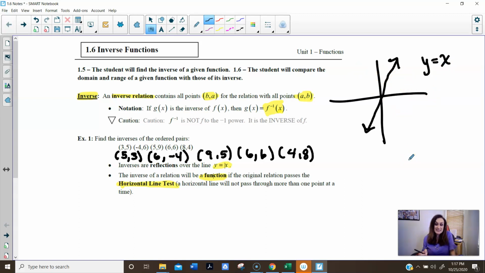Now, the horizontal line test is going to tell us if the inverse is a function, because sometimes we have inverses, but they're not functions. So if you take the original function, you're going to perform two tests. The first test on the original function is the vertical line test. The vertical line test is going to tell me that it's a function to begin with. Then the horizontal line test is going to tell me that that function is what's called one-to-one, which means that it will have an inverse function.